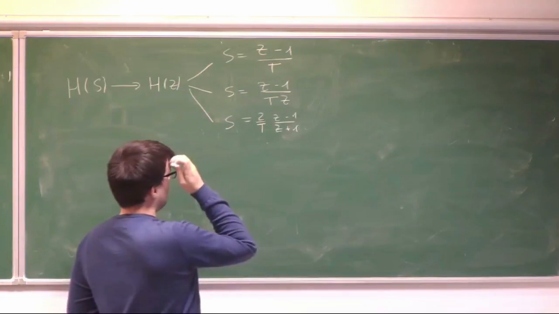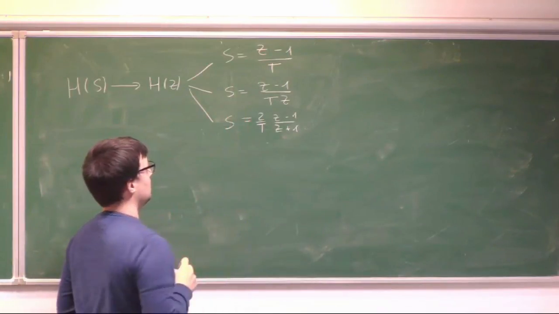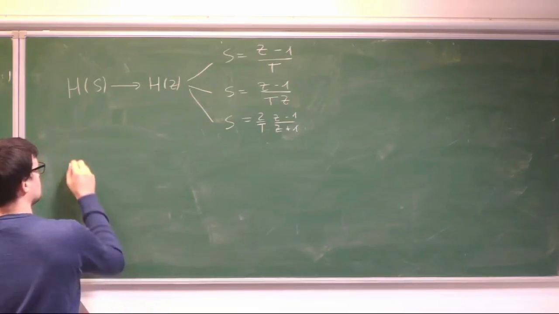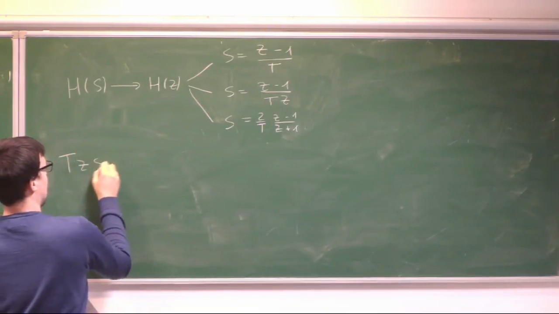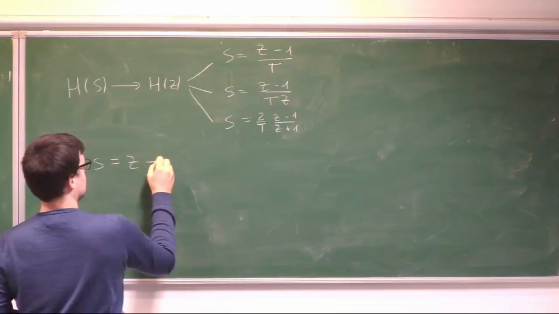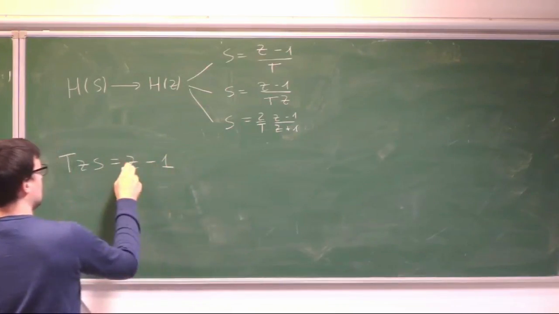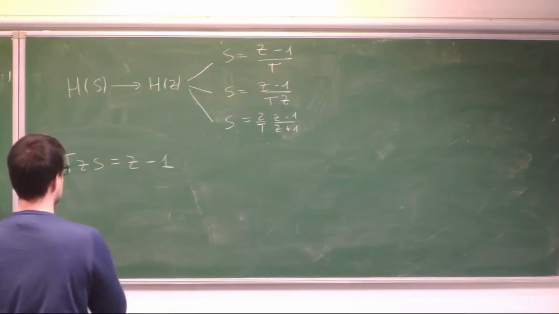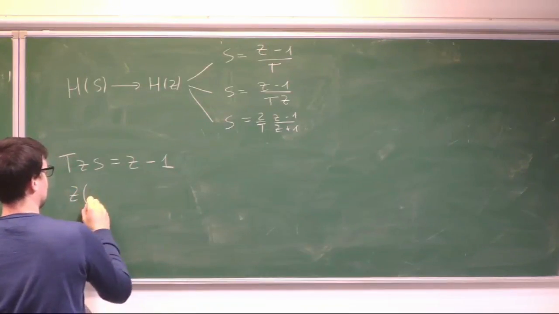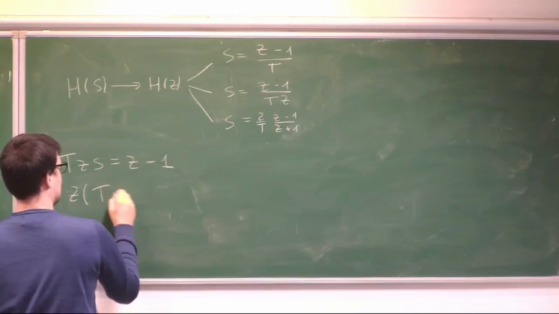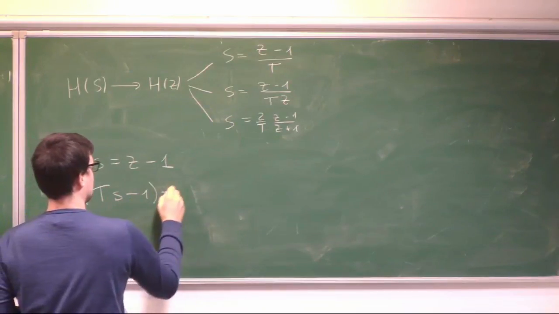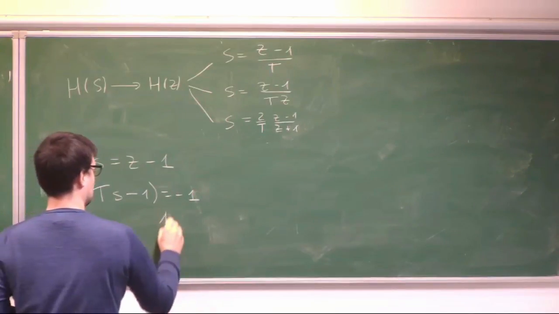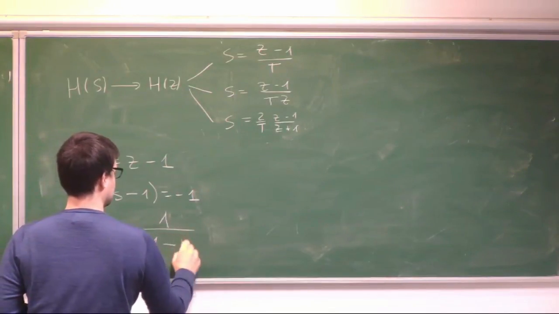Let's now analyze the second method, the backward difference, and to do so we first have to invert that expression. So we have TzS equal to z minus 1. Okay? We bring this on the other side and we factorize z. So we have z that multiplies (Ts minus 1) equal to minus 1, and so we have that z is equal to 1 over (1 minus Ts).